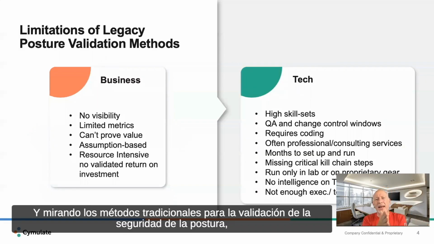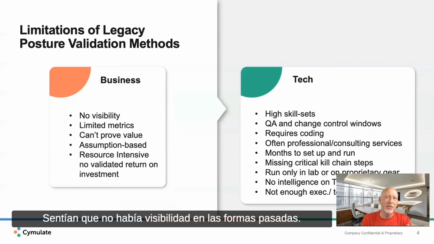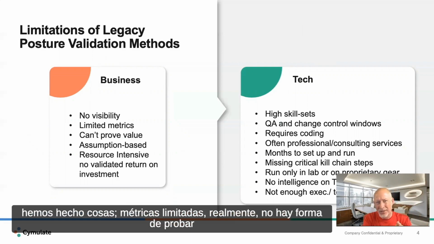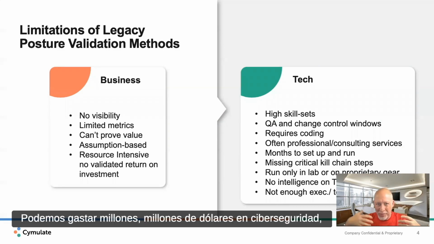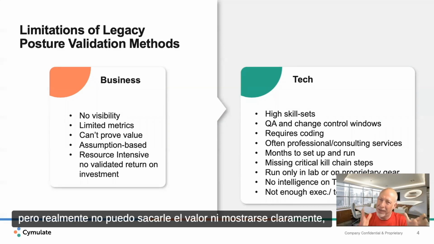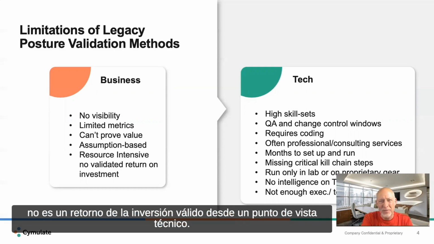And looking at legacy methods for posture security validation, what we find, from a business perspective, is that there was no visibility in the past ways we've done things. Limited metrics, really no way to prove value, and everything seems to be assumption-based. We spend millions of dollars in cybersecurity, but really can't get the value out of it, nor show distinctly, empirically, that we're safe. And in the past, the methods were resource intensive with no valid return on investment.